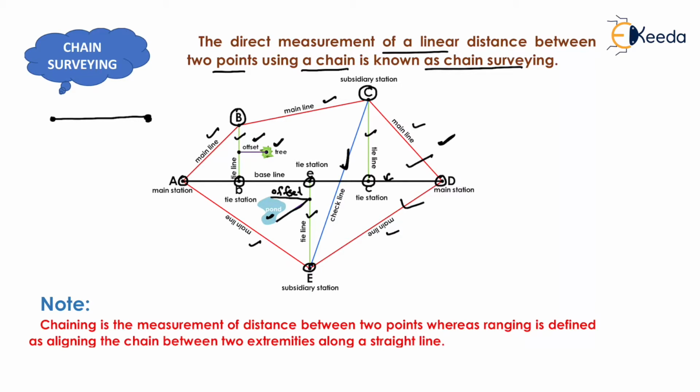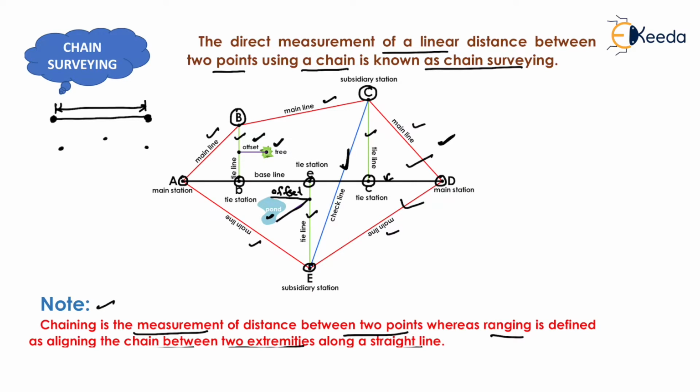Now one note is there that chaining is the measurement of distance between 2 points, whereas ranging is defined as aligning the chain between two extremities along a straight line. It means that chaining is only the measurement of distance between 2 points, that is this distance, whereas ranging is the aligning of the different points along a straight line.